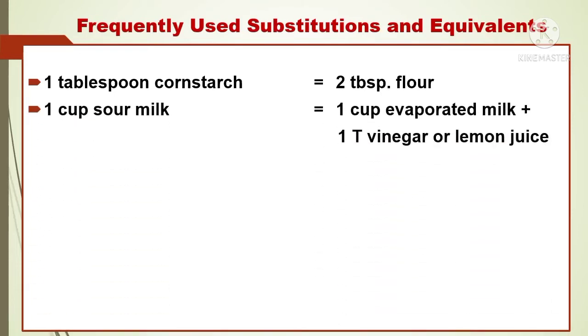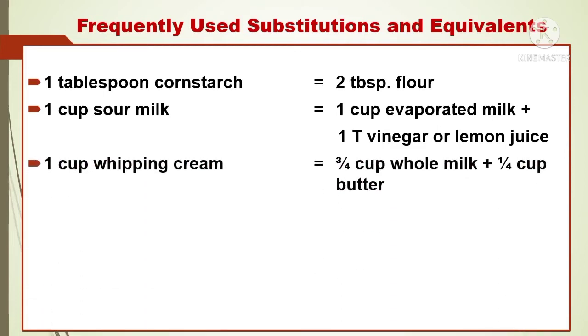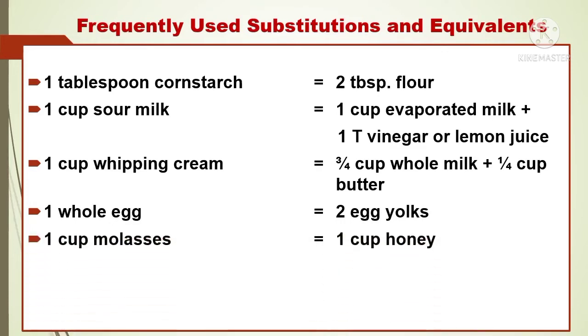1 cup sour milk can be replaced by 1 cup evaporated milk plus 1 tablespoon vinegar or lemon juice. 1 cup whipping cream can be replaced by 3/4 cup whole milk plus 1/4 cup butter. Then, for 1 whole egg, you can use 2 egg yolks. 1 cup molasses can be replaced by 1 cup honey.